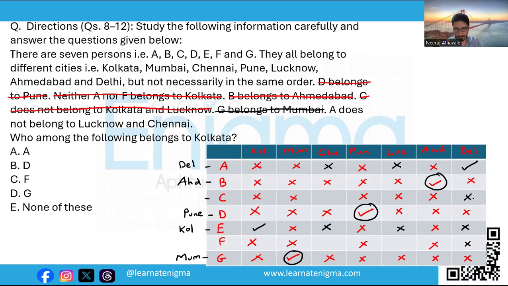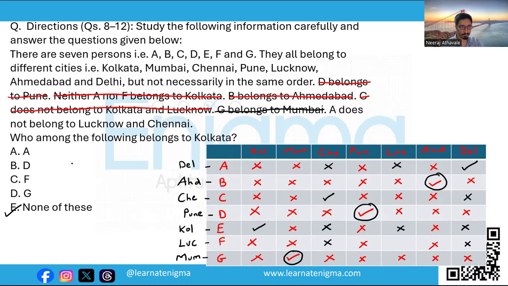Now for C, if you see only one city is there, that is Chennai. So this gets cancelled out as well. Now for F, there is only one city remaining, that is Lucknow. Okay. So the complete table is filled up. Who among the following belongs to Kolkata? Okay. So we know Kolkata is E. So the answer will be none of these.